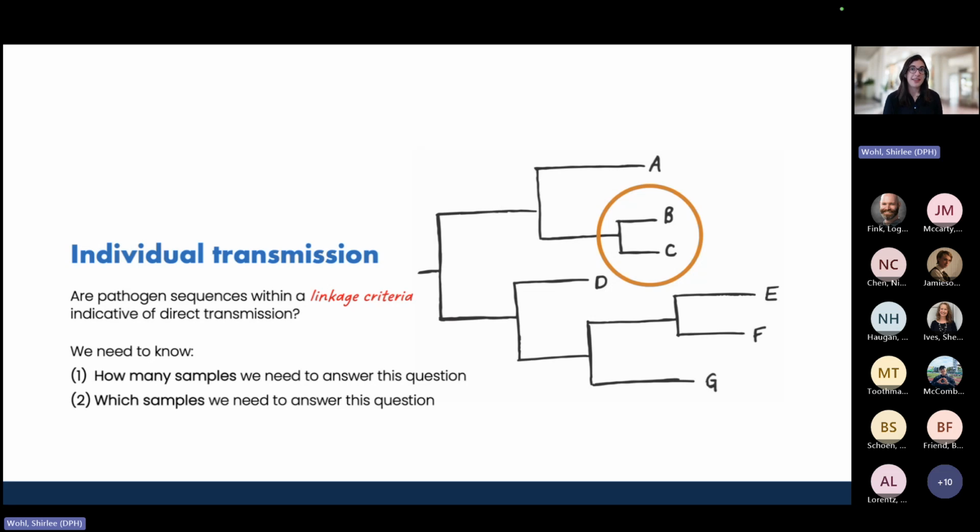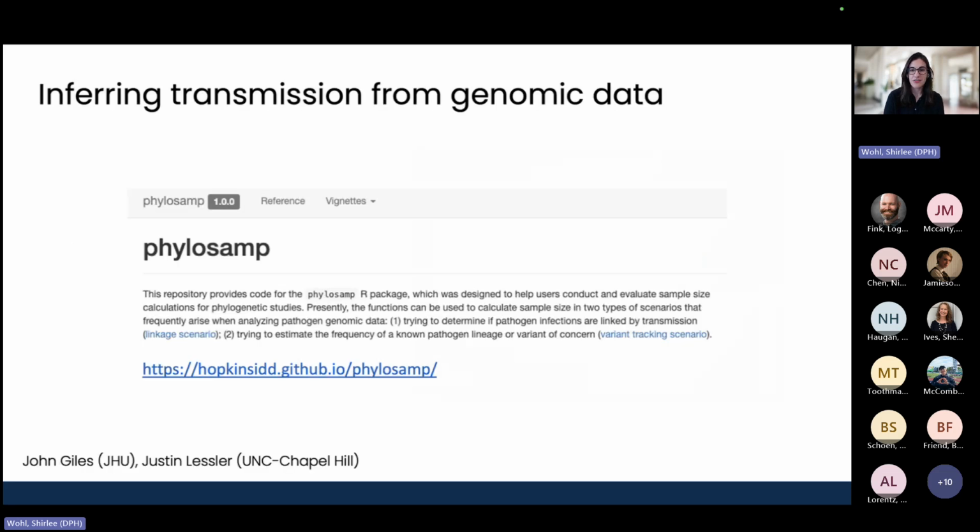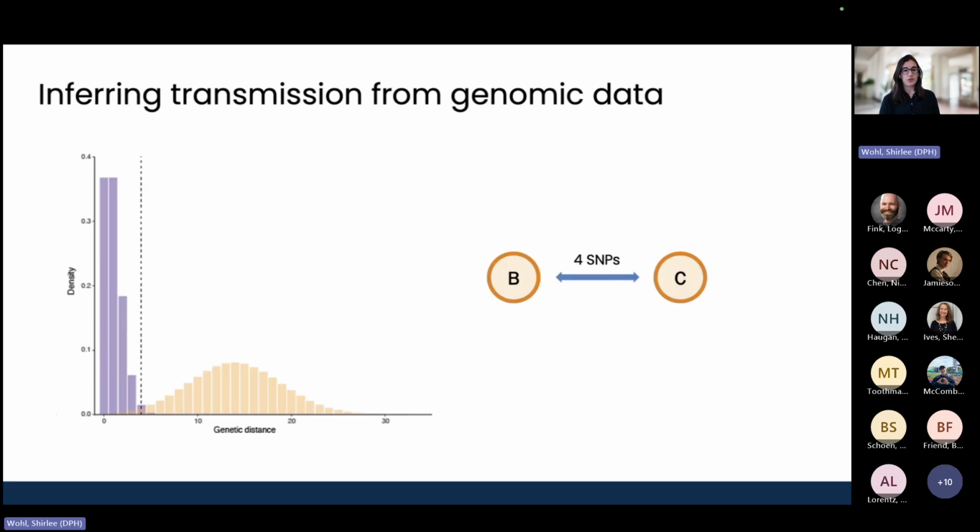I think this is an area that needs even more development than the previous one, but we do have a tool also implemented in PhyloSamp that builds out this method of saying, if you can define that criteria, can you calculate the probability? And I'll just walk through a quick little example of what we're thinking about that. So again, let's assume we're dealing with SNP thresholds because that's a really easy criteria.